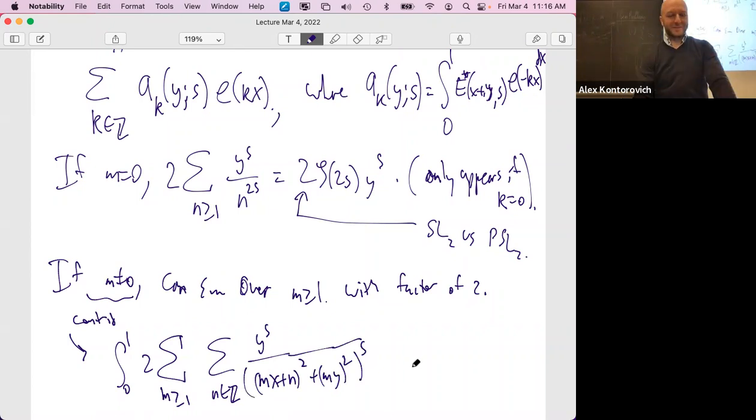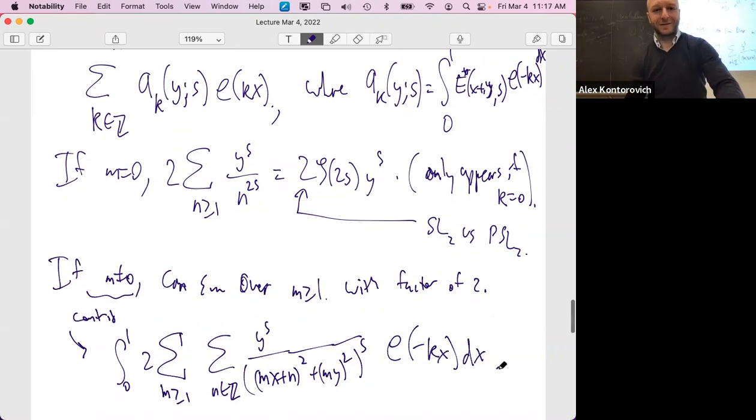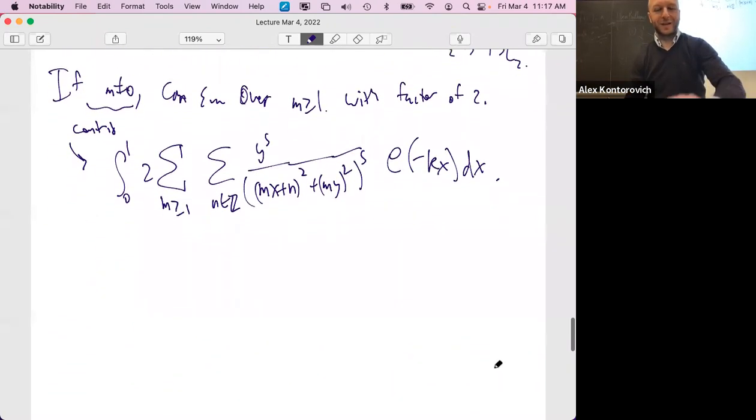Wait, we have the norm. It used to be to the 2s, now it's just 3s, because I took the norm squared and opened it up, knowing what the real part is and what the imaginary part is, times e to the minus kx dx. And this is why it's convenient to have this form, because now it's a nice big sum. We can really deal with everything. All right, we've got some calculations coming.